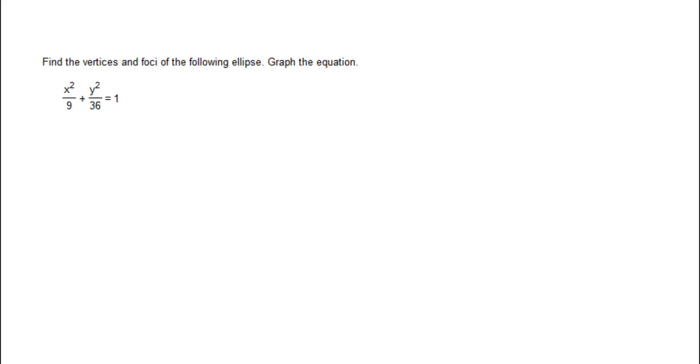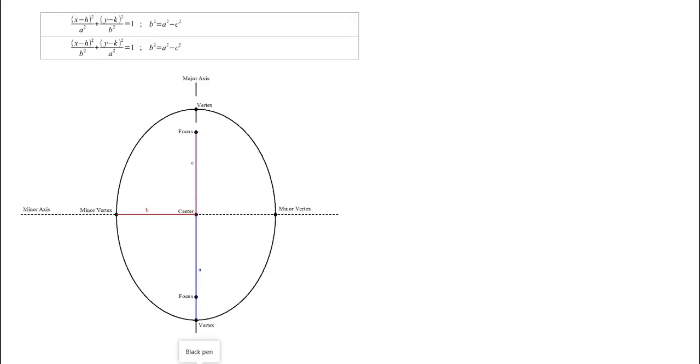Before we start this problem, I want to take a minute to look at a picture of an ellipse and make sure we understand all the features. Now, at the top here, I've listed equations that represent the two different orientations that we're going to focus on. And the two orientations are horizontal and vertical.